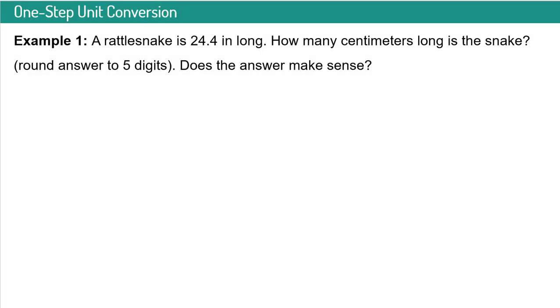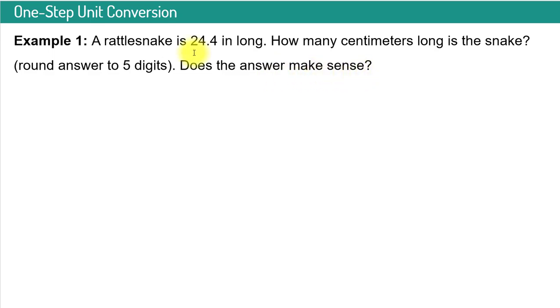Now let's try a few conversion problems. Here's example 1. A rattlesnake is 24.4 inches long. How many centimeters long is the snake? Round answer to 5 digits and check if the answer makes sense.